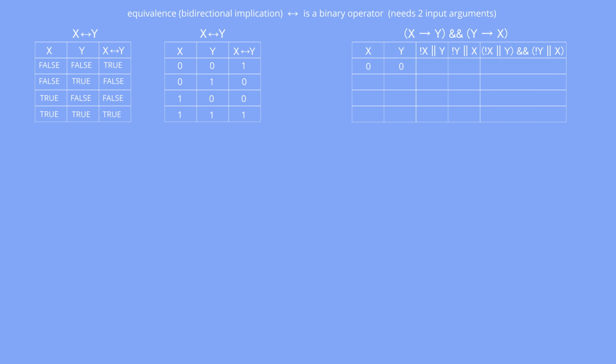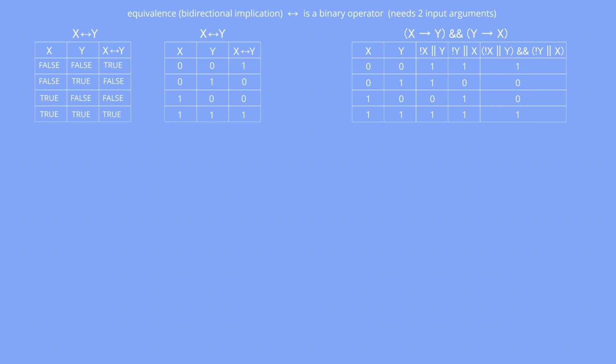False implies false equals true, and true and true is true. False implies true equals true, and true implies false equals false, so true and false is false. True implies false equals false, and false implies true equals true, so false and true is false. True implies true equals true, and true and true is true.